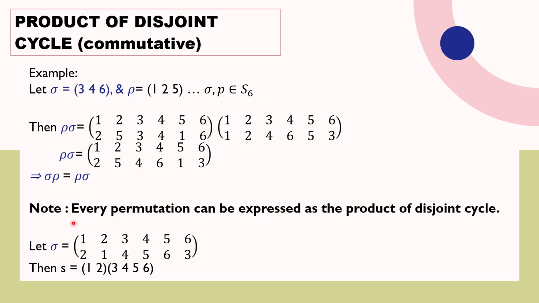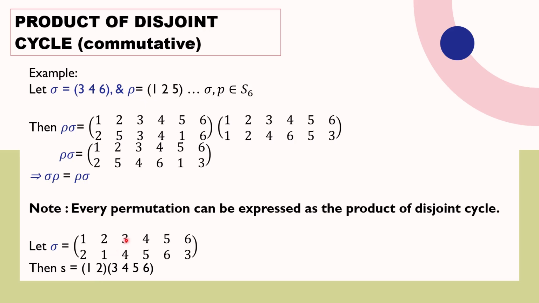Okay, every permutation can be expressed as a product of disjoint cycles. What does this mean? If you have a permutation, you can write it in the form of a product of two disjoint cycles. Disjoint cycles are cycles that do not have common elements. Okay, so if you look at this permutation, let's suppose you have 1 2, 2 1, 3 4, 4 5, 5 6, 6 3. How do you write it? First 1 goes to 2, 2 goes to 1, so that's 1 2. When 2 goes to 1, the cycle ends, right? It's just 1 2. It's not continuing.